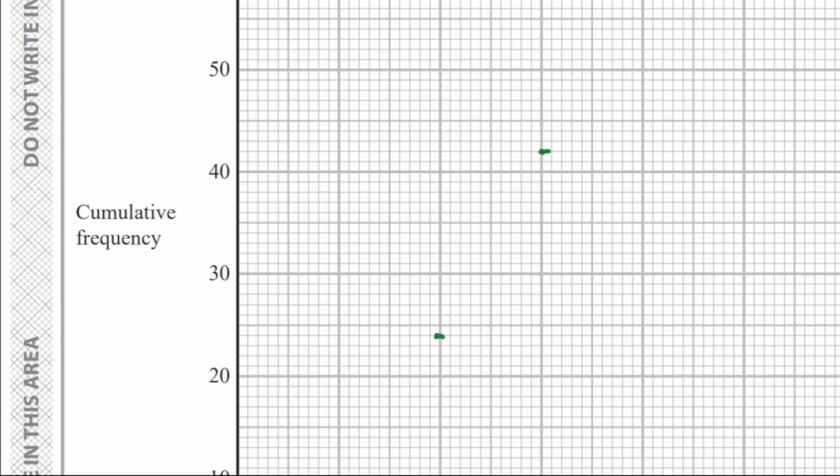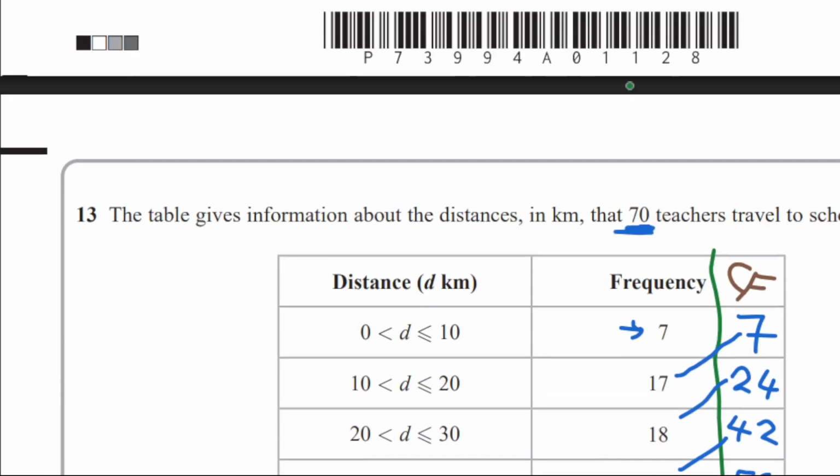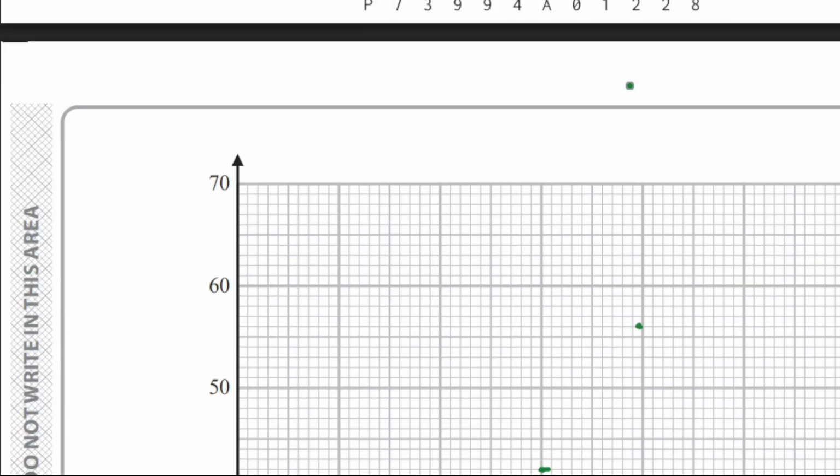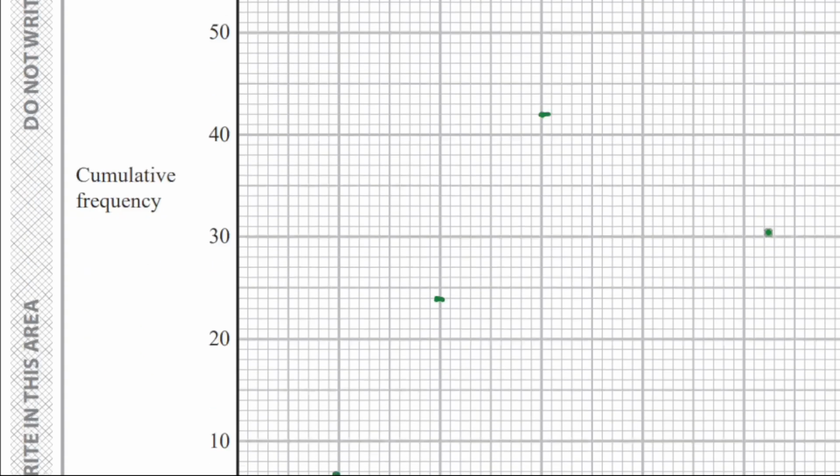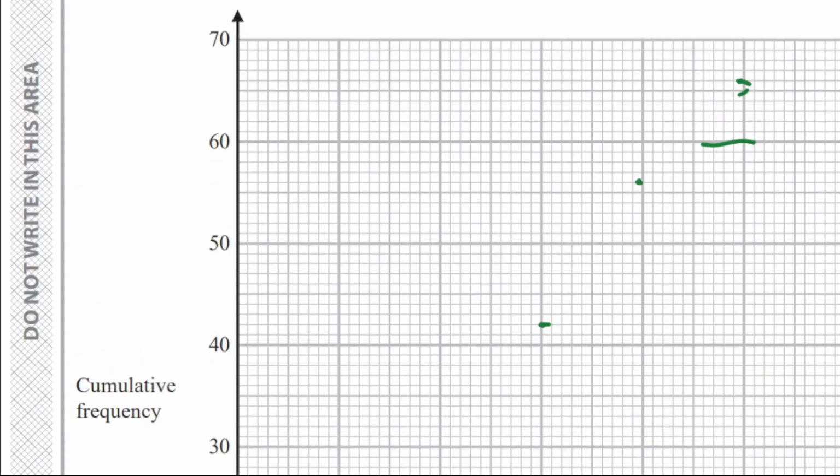56 is, this is 50. So this is 55. So this is 56. And what was the next number? I forgot. 56, 66, 70. So this is 60. So this is 65. So this is 66. And finally, 70. 70 is up here. That's very good. Now let's erase these. We don't need these.